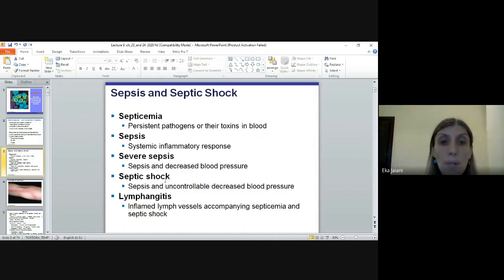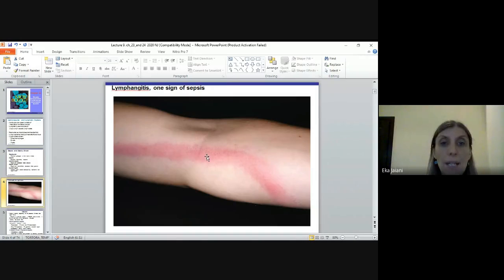And very often people who have this sepsis show lymphangitis, and these are inflamed lymph vessels. We see these inflamed vessels, lymphangitis, as reddening on the skin. This is inflammation of the lymph vessels.